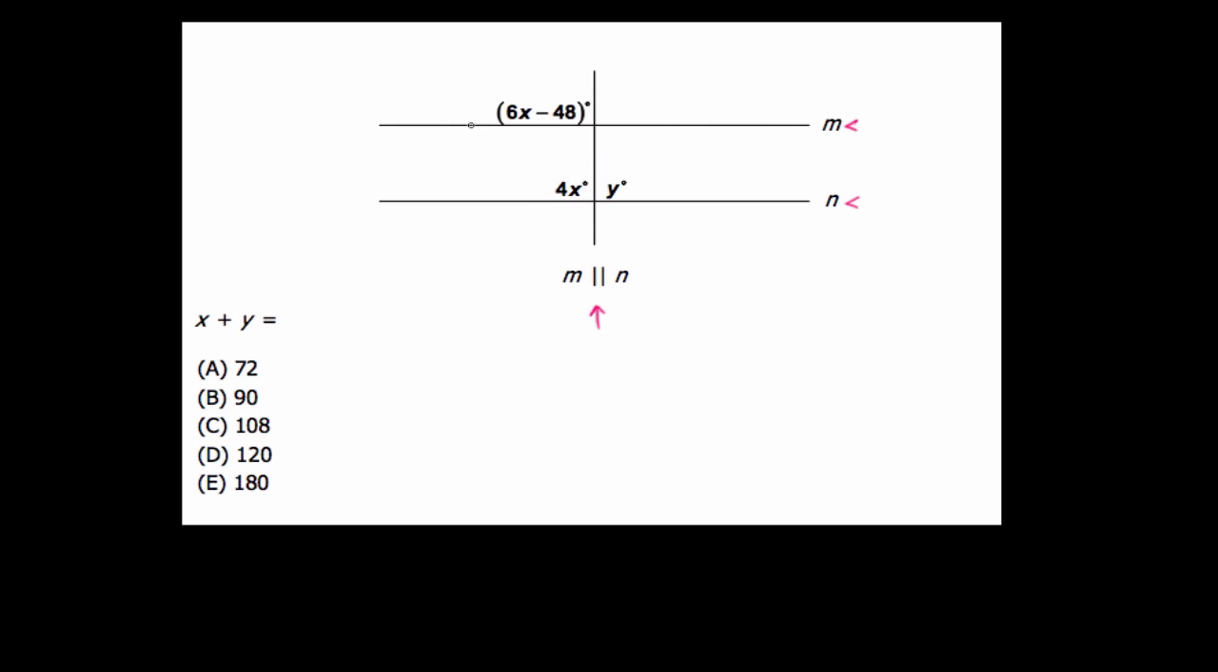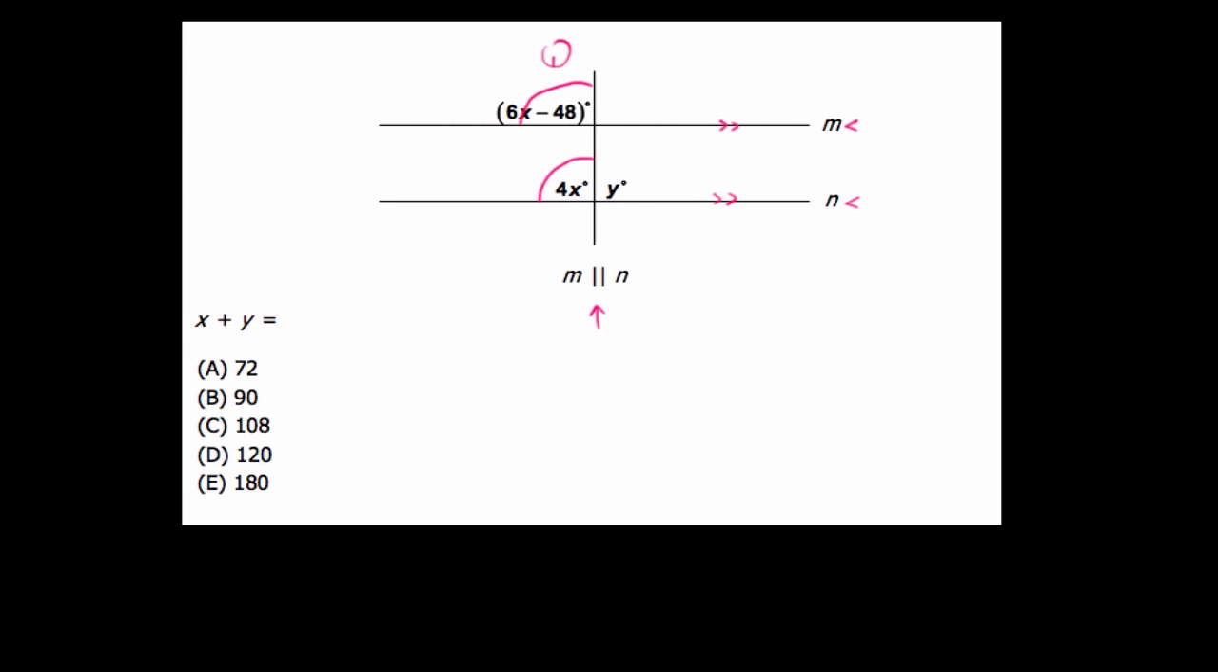Since we're told that this line is parallel to this line, what you'd observe is that this angle here is equal to this angle here. Why? Because corresponding angles are equal. You can see they correspond to each other. Anytime you have two angles that correspond to each other on parallel lines, they must be equal. So that is the first information we have.